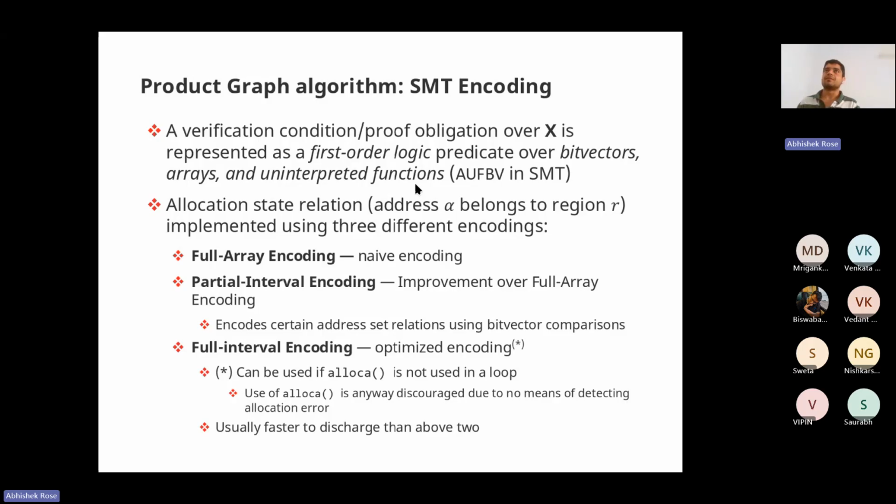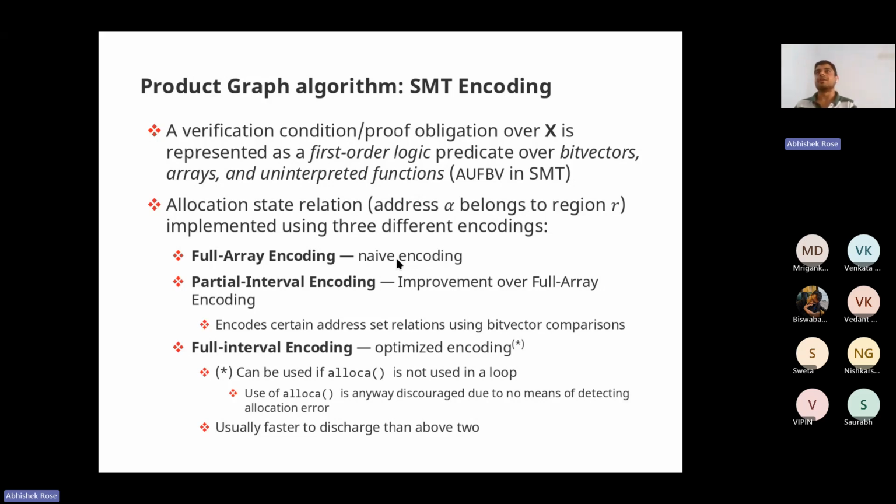We have three different encodings for this operation. First is the full array encoding, which is a naive encoding that uses arrays for encoding this particular relation. Second is partial array encoding, which is an improvement over full array encoding, and it is able to encode certain address set relations using bit vector comparisons, which are faster for the SMT solver to discharge.